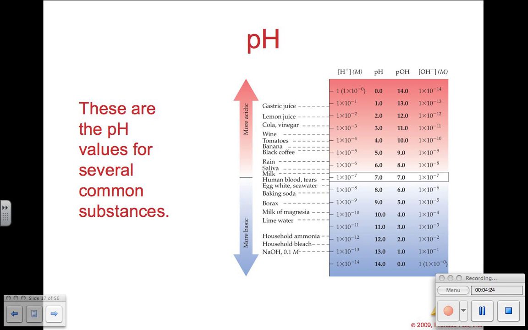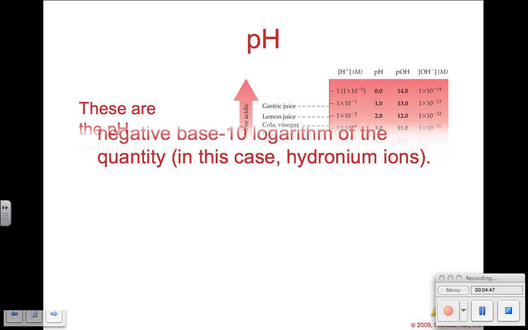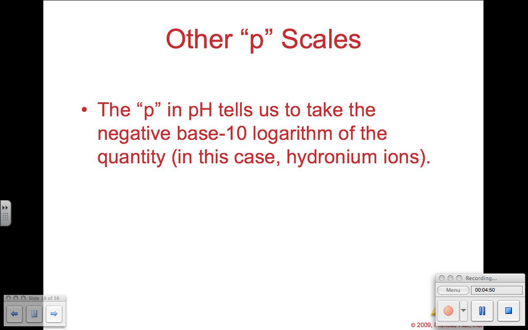So here you have some common items that you might come across, and they have their relative hydronium ion concentrations and relative pHs associated with them. There are some interesting things, like looking at tomatoes versus bananas, or stomach acid, cola, and then going down to bleach and ammonia, borax, tears and blood. So all just kind of interesting anecdotes.